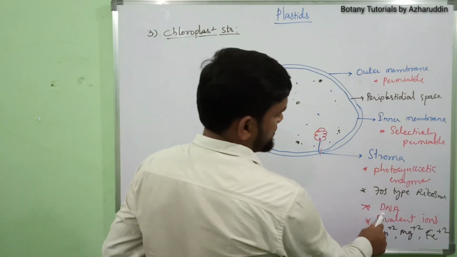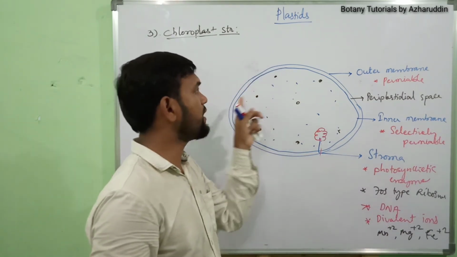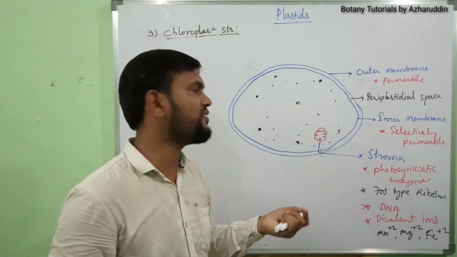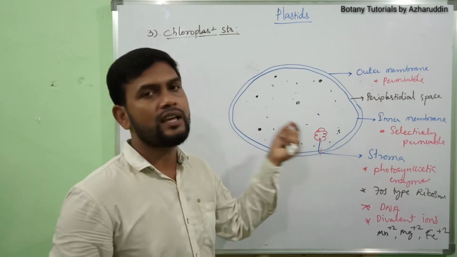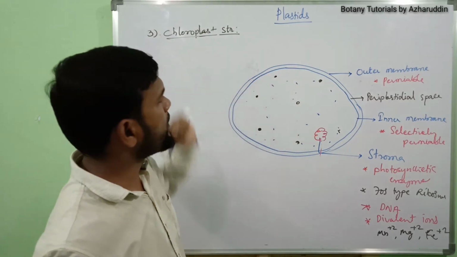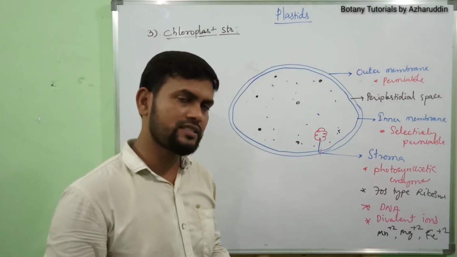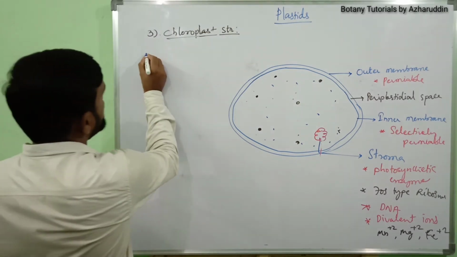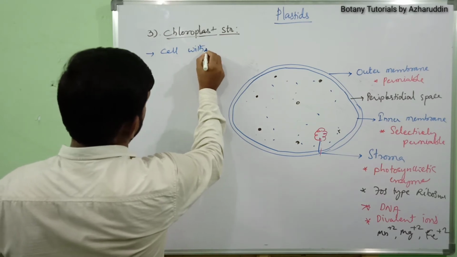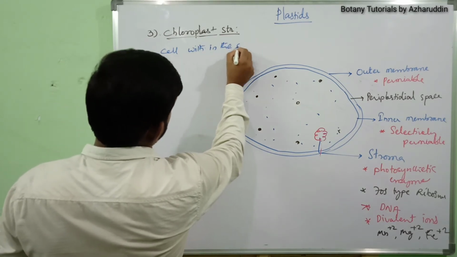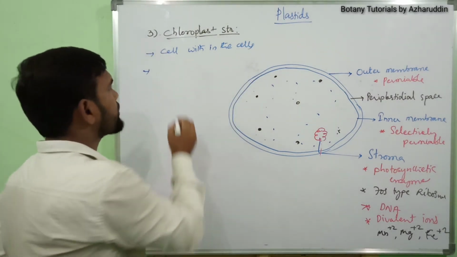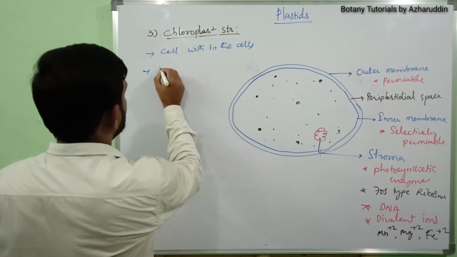Due to the presence of DNA in the chloroplast, it has the capacity to self-duplicate or self-replicate. That helps in cytoplasmic inheritance. So this chloroplast is also called a cell within the cell. Some scientists describe the chloroplast as a cell within the cell. Otherwise, it is also described as a prokaryotic cell in a eukaryotic cell.